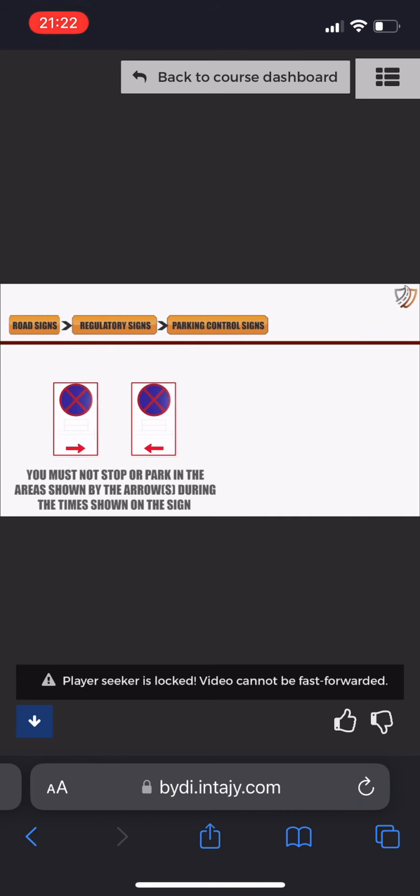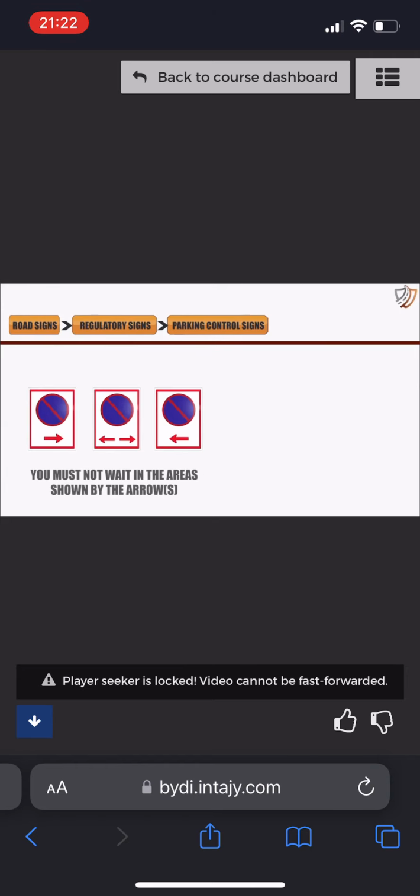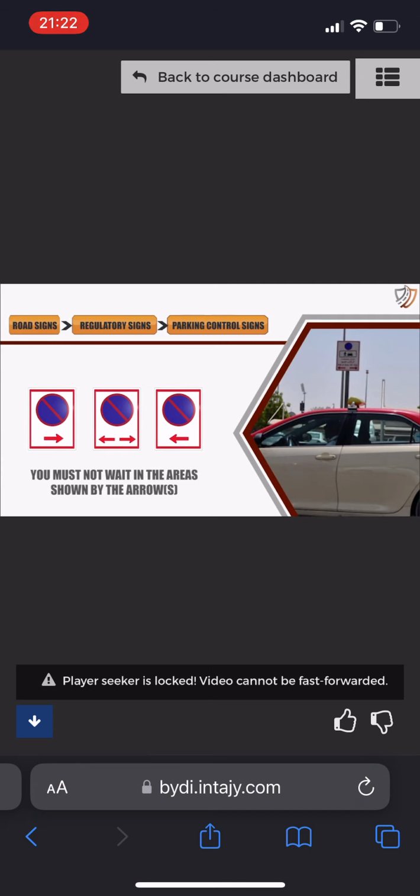No stopping with timing. This sign means stopping or parking is not allowed towards mentioned direction during the timings shown on the sign. No waiting. This sign illustrates that you cannot wait for an extended period of time. You can only stop to pick up and drop someone. You may commonly find these signs at shopping malls, near parks, school areas, and airport drop-off areas and designated parking.